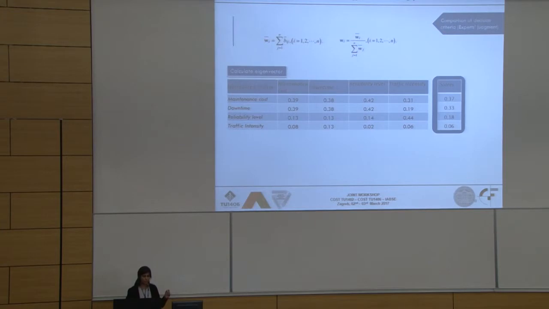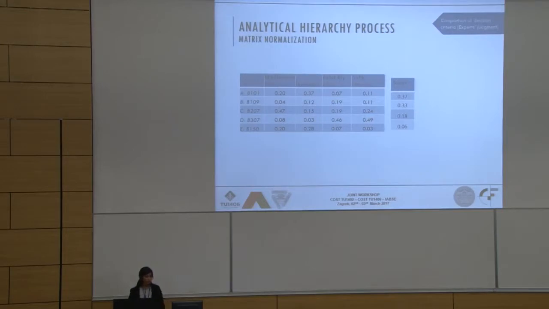For the maintenance cost, I am considering that maintenance cost is more important for me, so it will have the highest score value, that is 0.37, while the traffic intensity is not so important for the decision maker at that point during the maintenance planning, so I give it a 0.06. So it is the relative importance of each of these attributes that we want to consider. I repeated this procedure for maintenance cost, also for the downtime, the reliability level and the traffic intensity, which finally gives me this matrix that has the relative importance of each of these attributes.